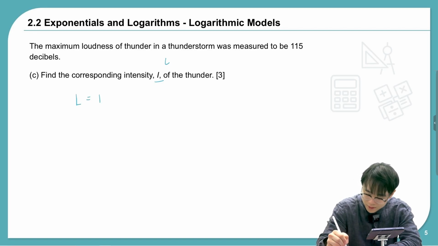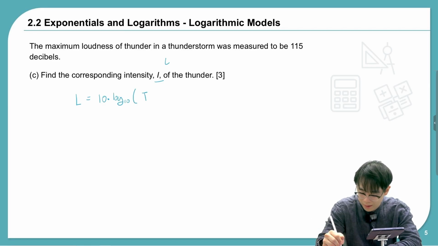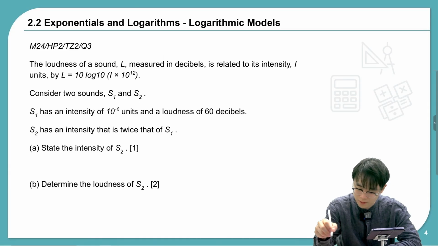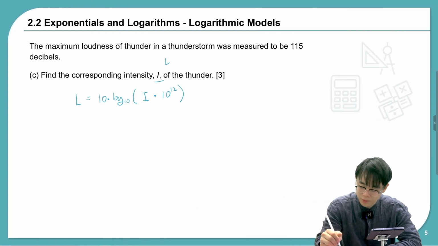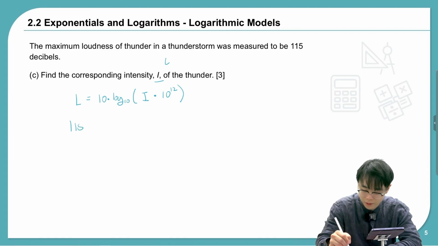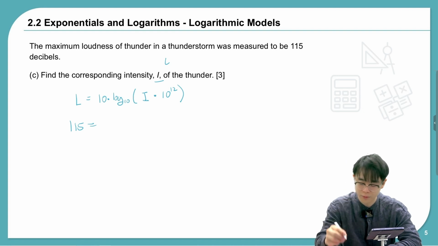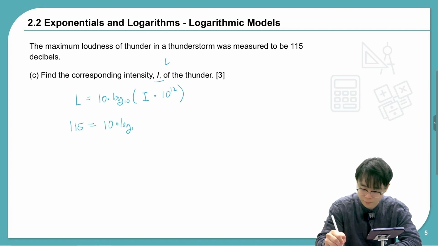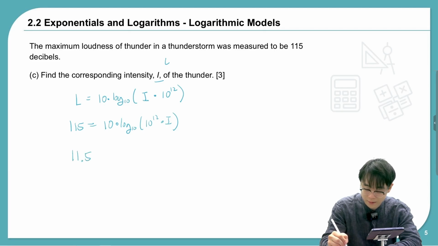So let's write down the formula for L and I. This was L equals 10 times log base 10 of I times 10 to the power of 12, right? So this is the formula that was given. Previously we knew what the value of I was, but this time we know what L is. So L is 115, and we're solving in reverse for I. First we can divide both sides by 10, so we'd have 11.5 equals log base 10 of 10 to the power of 12 times I.